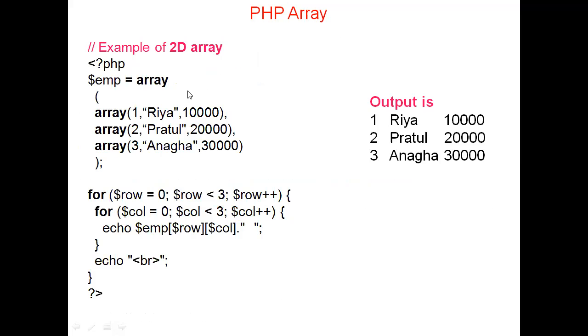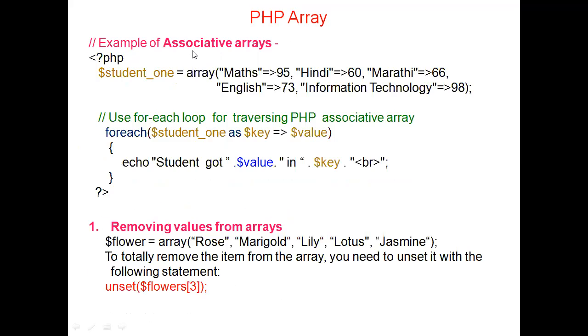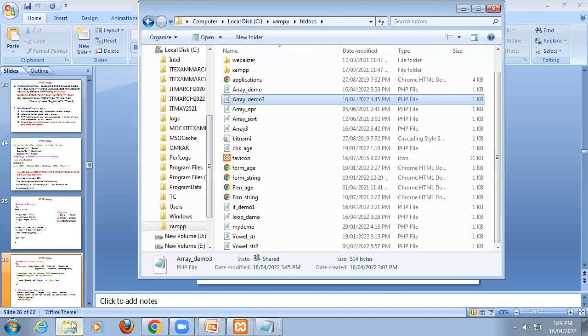Okay. Then this is the example of a 2D array. This is the example of an associative array. Suppose you want to remove the array content, you can use unset. There is a ready-made unset function. You just mention the array index. Now I have defined this here: rose, marigold, lily, lotus. These are flower names. Suppose you want to totally remove an item from the array, you need to unset it with the following statement. This is done automatically. We will see an example of how it is removed.